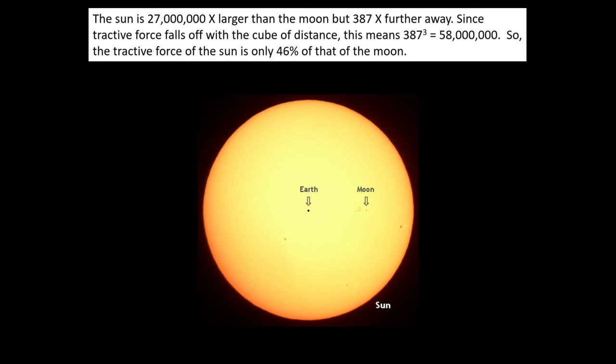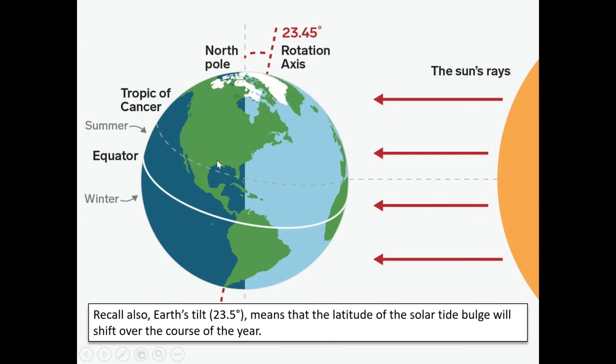Because attractive force falls off with the cube of distance, 387 cubed is 58 million. So 27 million divided by 58 million gives you 46%. So the force that's moving solar tides is only 46% of that of lunar tides. Solar tides are much smaller than lunar tides.